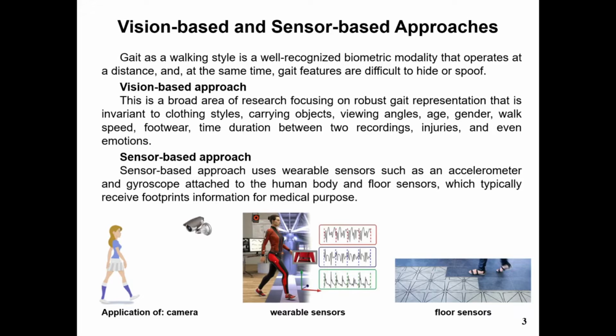Vision-based approach is a broad area of research focusing on robust gait representation that is invariant to clothing styles, carrying objects, viewing angles, age, gender, walk speed, footwear, time duration between two recordings, injuries, and even emotions. Sensor-based approach uses various sensors such as accelerometer and gyroscope attached to the human body, and floor sensors, which typically receive footprint information for medical purposes. However, one of the simplest ways is to obtain gait information captured by conventional indoor and outdoor CCTV cameras.